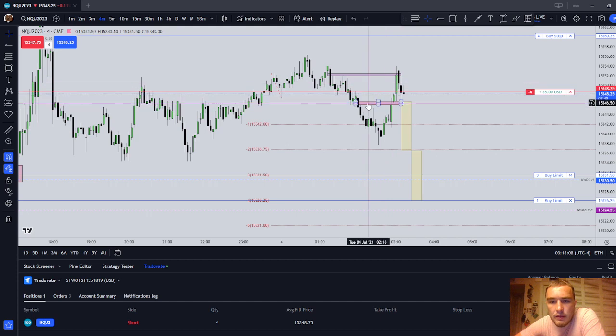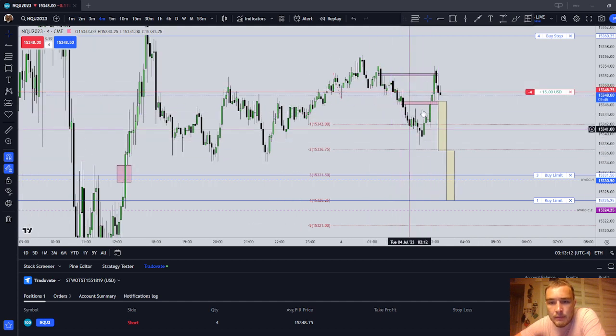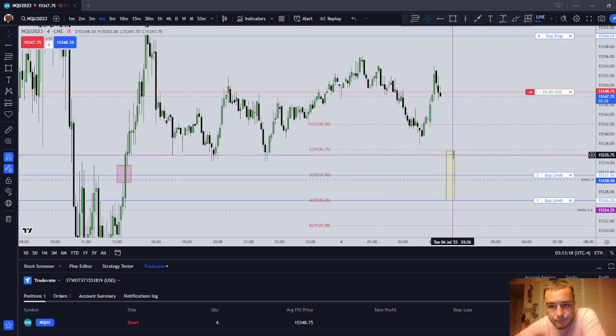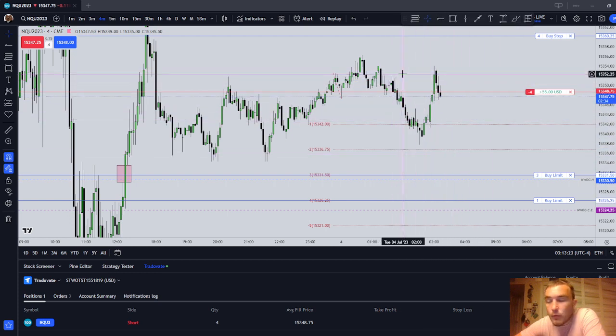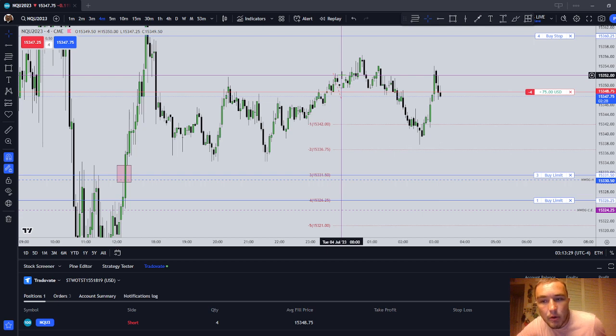Although the advanced gap theory reasons are not so valid right now because both of those gaps were redelivered. So I'm actually just going to focus on the breaker. Unless, because those gaps were redelivered, I really would want to see a breakaway gap not redelivered. So right now we're just working purely off breaker.